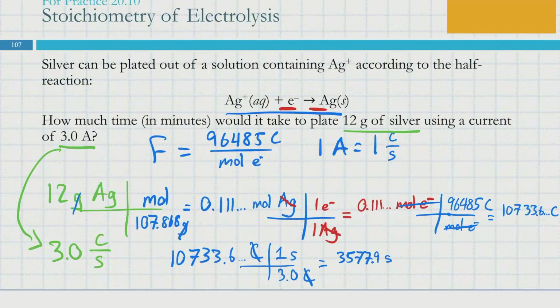I'm just going to go ahead and round it a little early. So about 3,577 or 78 seconds. We wanted time in minutes, so 60 seconds per 1 minute. This would be about 59.6 minutes. So it would take about an hour at 3 amps, which is deadly. It took about an hour to plate out 12 grams of silver.